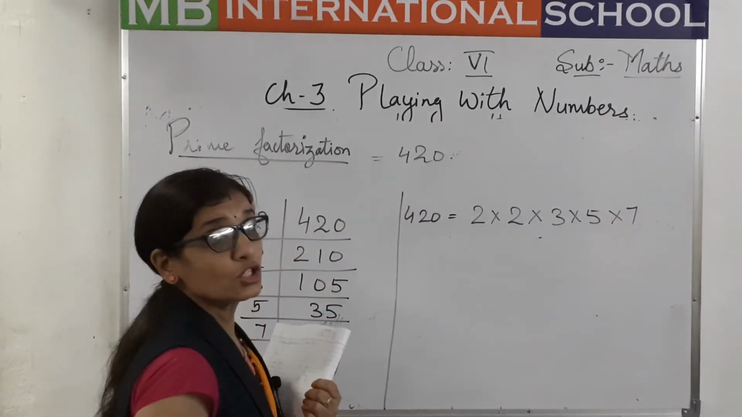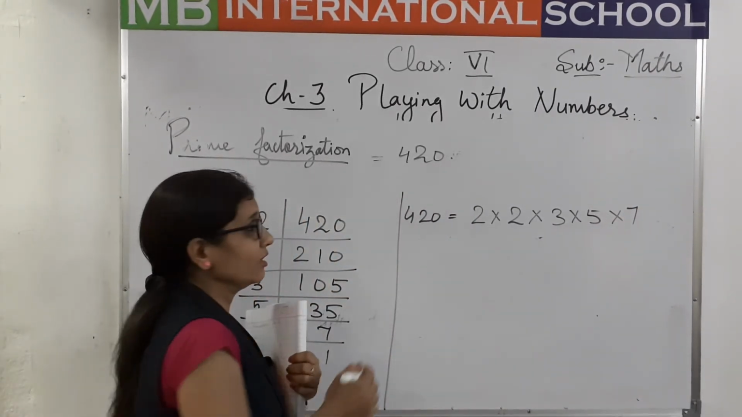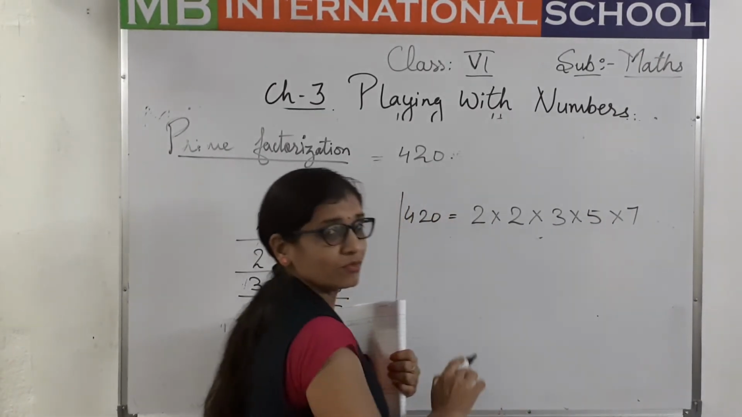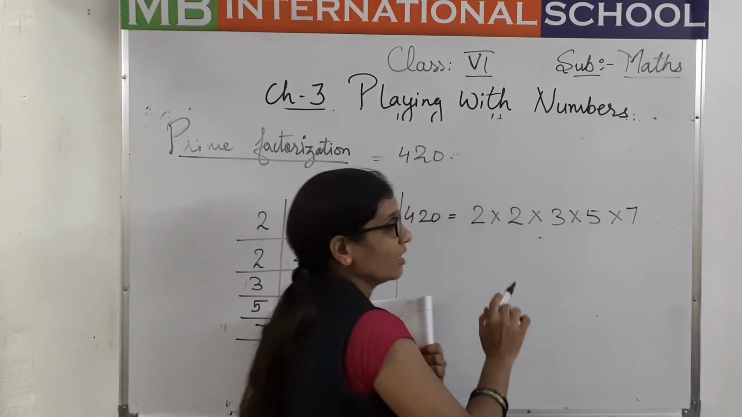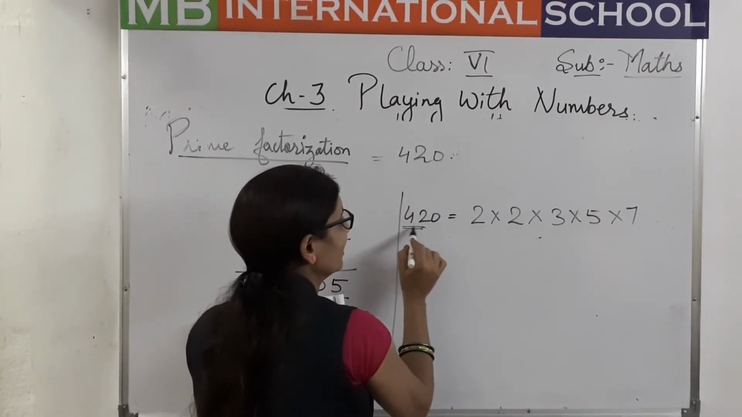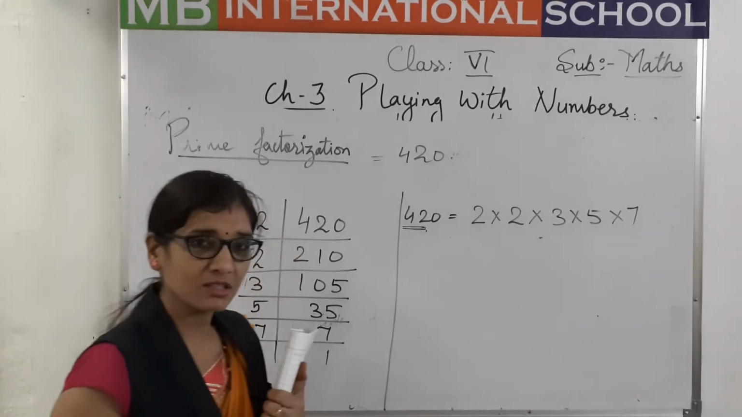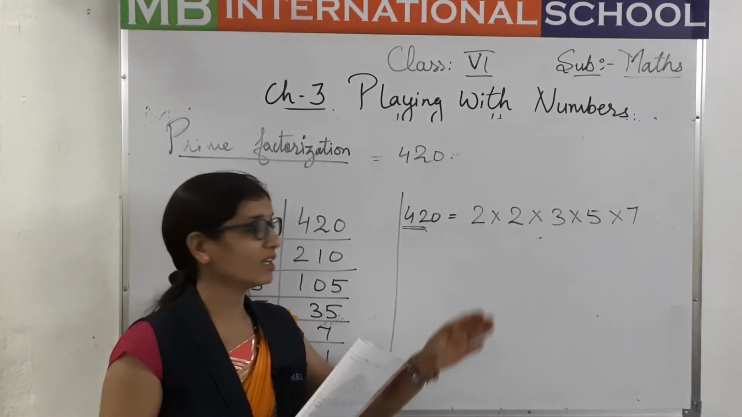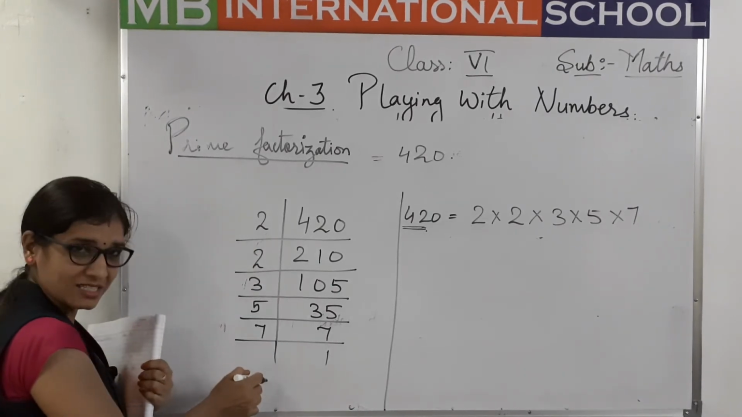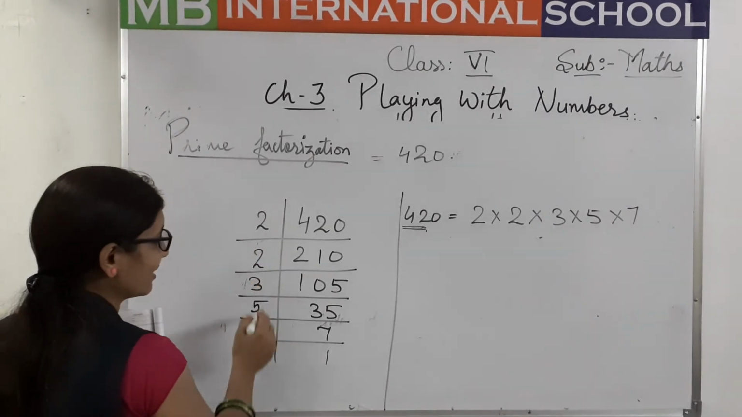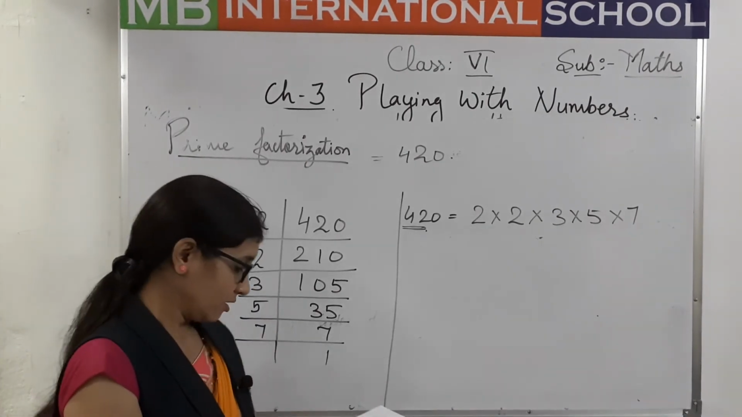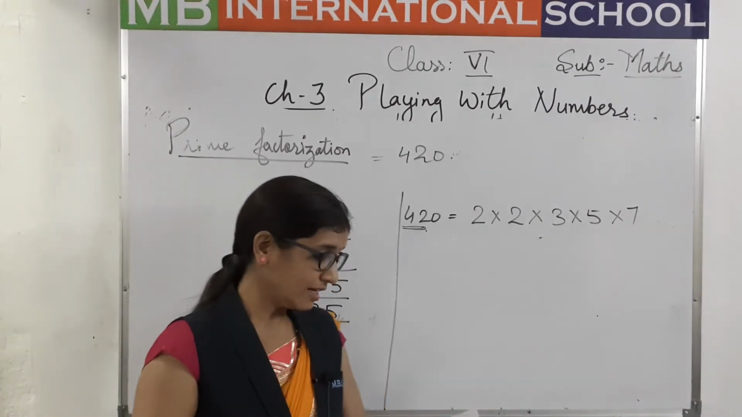Okay children, you can see that 2 multiplied by 2 is 4, 4 multiplied by 3 is 12, 12 fives are 60, and 60 multiplied by 7 is 420. Then you got the answer 420. It means we have done the sum correctly, so we can verify it. This is what we call prime factorization. In this prime factorization, we have got the factors of 420.